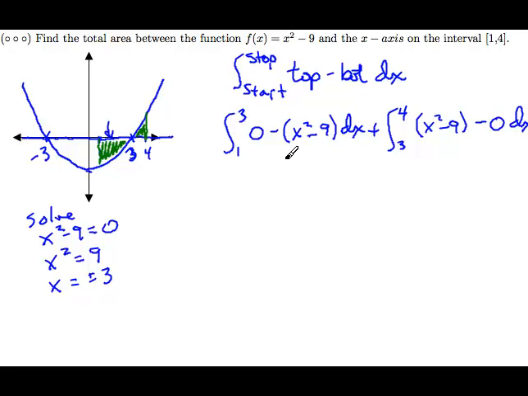Now I'm ready to do the calculus. I'll rewrite this once just to clean it up. If I distribute that minus sign, it's a minus x squared plus 9, and this one is just the integral from 3 to 4 of x squared minus 9.